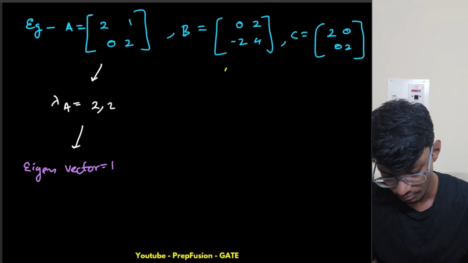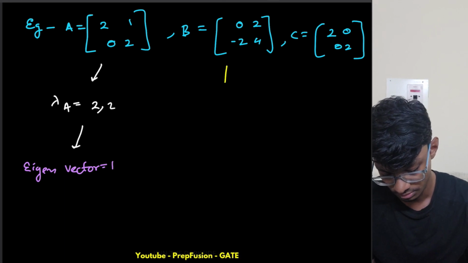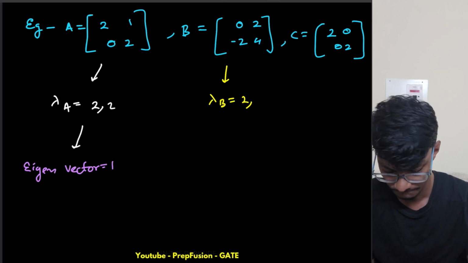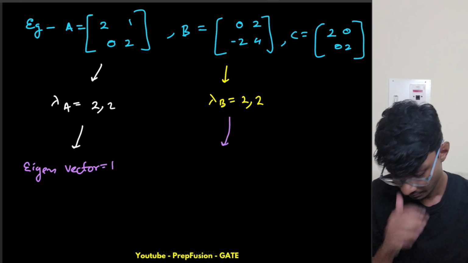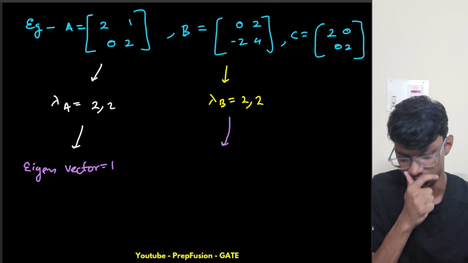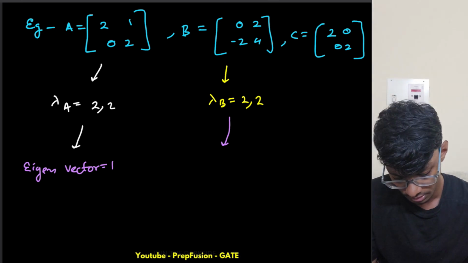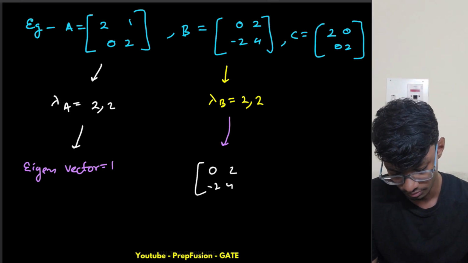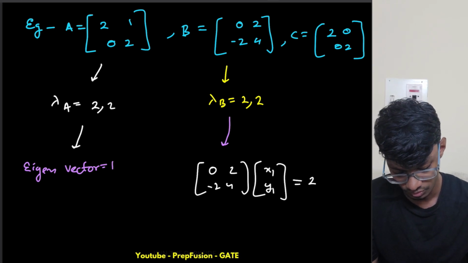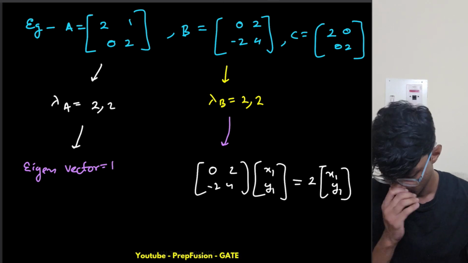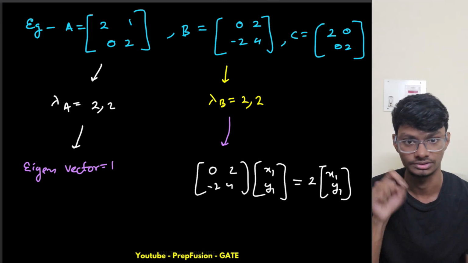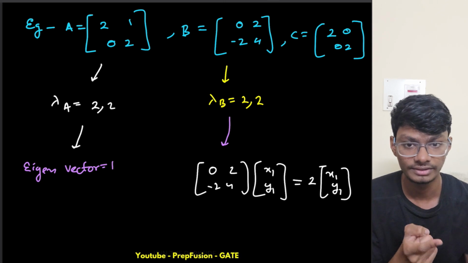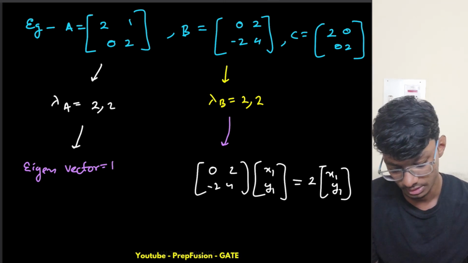So lambda b equals 2 comma 2. So for this one, how many eigenvectors does it have? Again, let me solve. So this is b, 2 minus 2 4, and this is x1 y1, and this is 2 x1 y1. The eigenvalues are the same, but can we say they are similar? Solve it now. Are they similar or not? Are there two independent eigenvectors or only one single eigenvector?